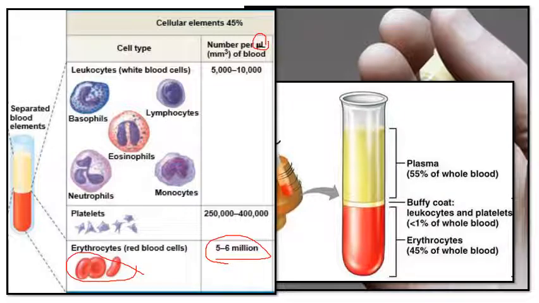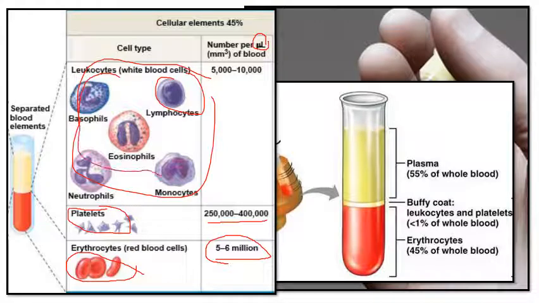It'll have 250,000 to 450,000 thrombocytes or platelets that are involved in clotting the blood. And then the rest of the cells, 5,000 to 10,000, which is not a very large number, are leukocytes. Those leukocytes consist of the lymphocytes and the granulocytes. All in all, the white blood cells take up about 1% of the volume of the blood, or less than 1%.